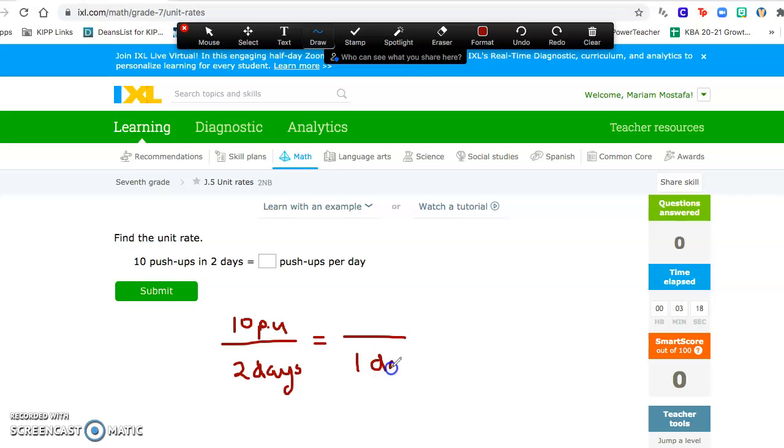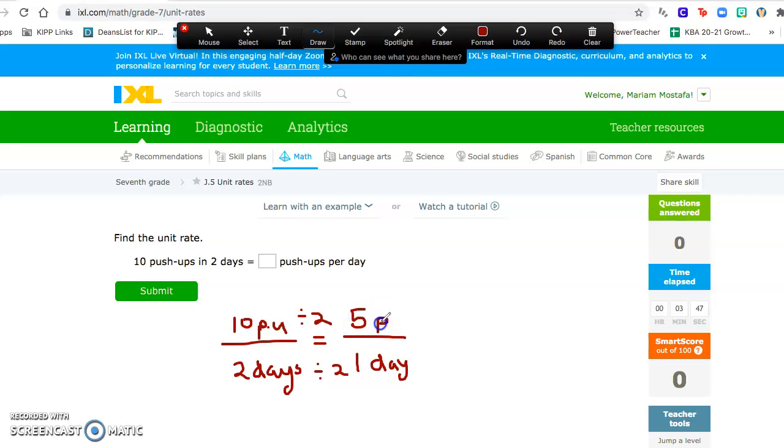So what I'm doing is I'm setting up the ratios as a fraction. So it's 10 push-ups for every 2 days. It's asking me how much per 1 day. So how do I get from 2 to 1? I would divide by 2. Anything I do to the bottom, I do to the top. And here I would divide by 2, which means 10 divided by 2 is 5 push-ups.